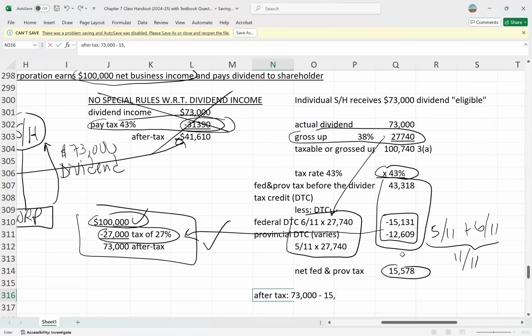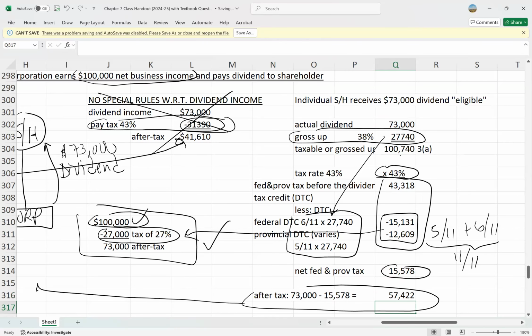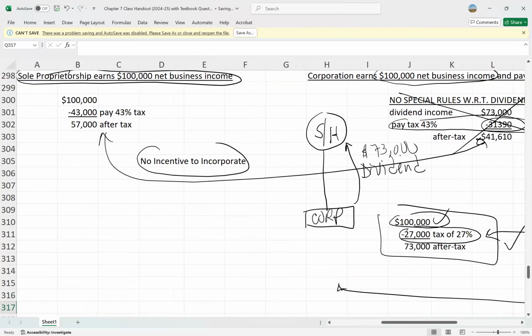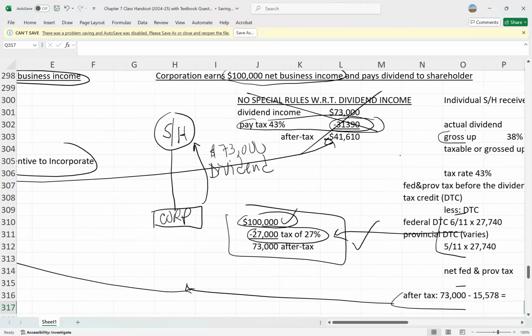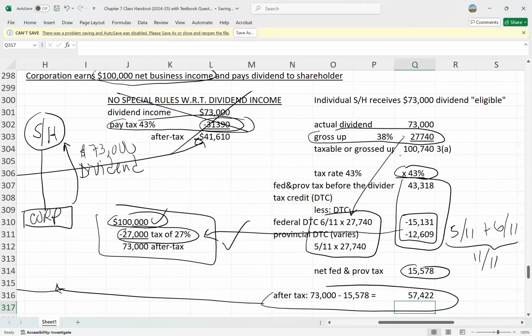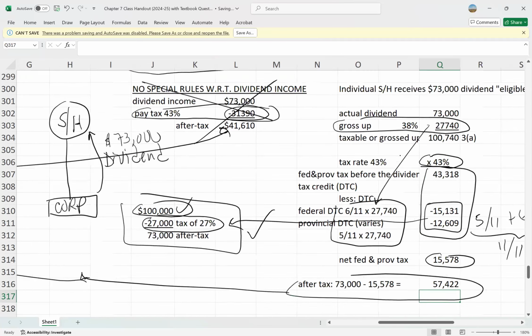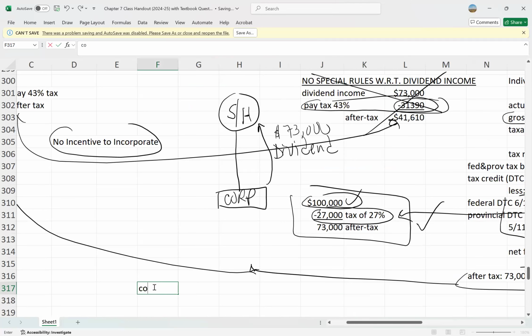They're paying $15,578. So the amount they'll have after tax is going to be $57,422. And if you look at that, that's going to be a lot more comparable to if they stayed as a sole proprietorship. If they stayed as a sole proprietorship, they would have 57,000 after tax. If they incorporate and pay themselves a dividend, they would have 57,422. So basically, there would be comparable results.